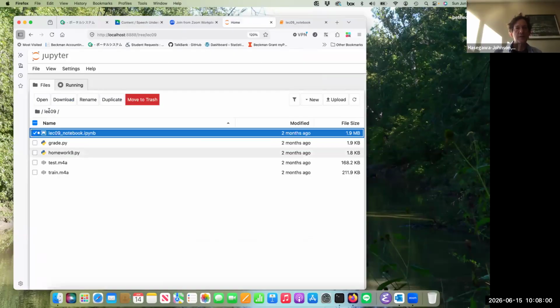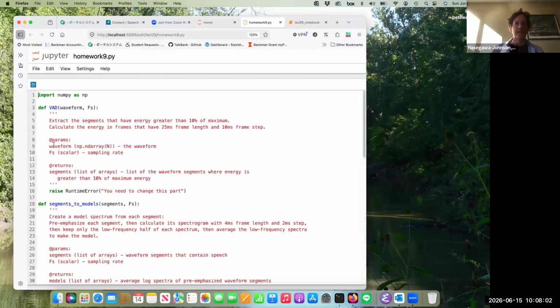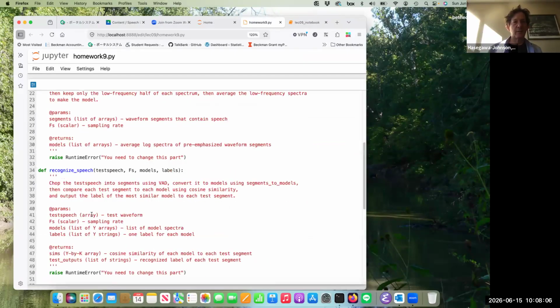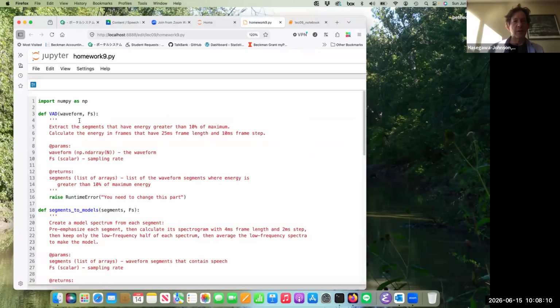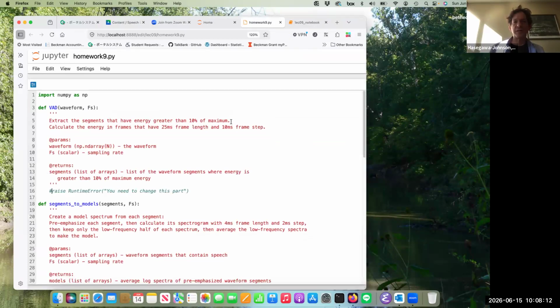All right, so the first one we have to calculate the voice activity detection, then we have to calculate segments to models, and then we have to recognize speech. So first of all, I want to extract the segments that have energy greater than 10% of the maximum, calculate the energy in frames that have a 25 millisecond frame length and a 10 millisecond skip. So let's first of all do that.